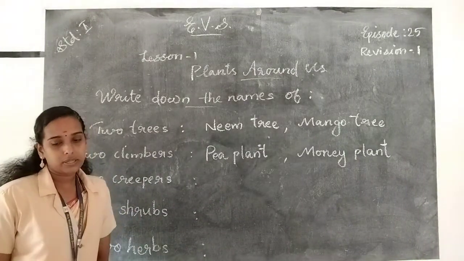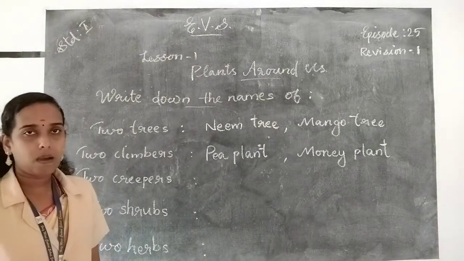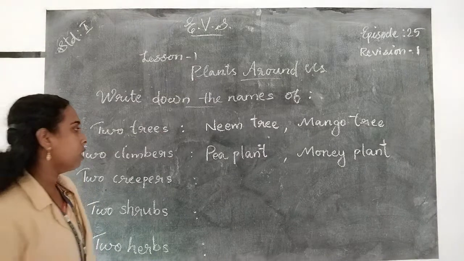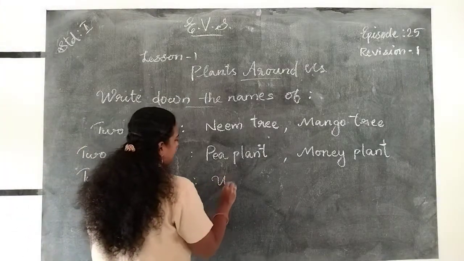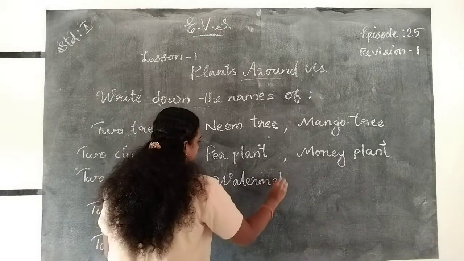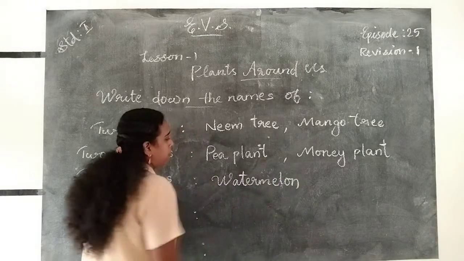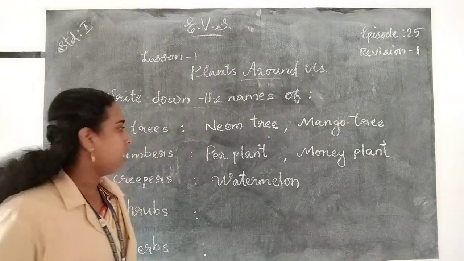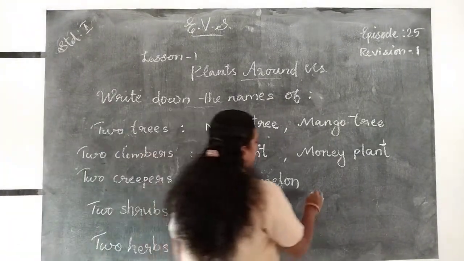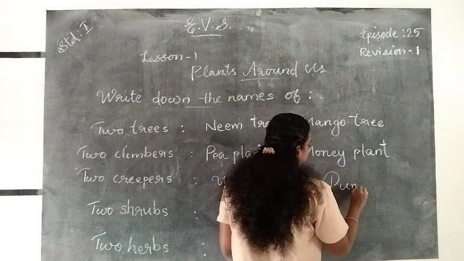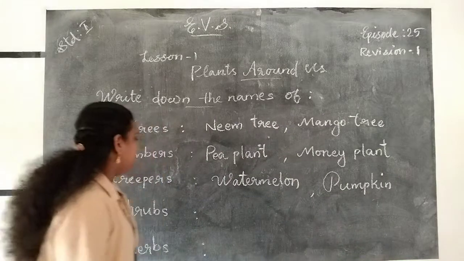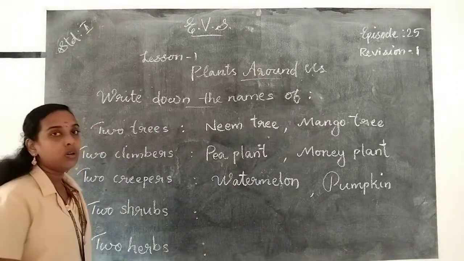Then two creepers. Creepers are the plants that creep along the ground, and examples for creepers are watermelon and pumpkin. Watermelon and pumpkin.